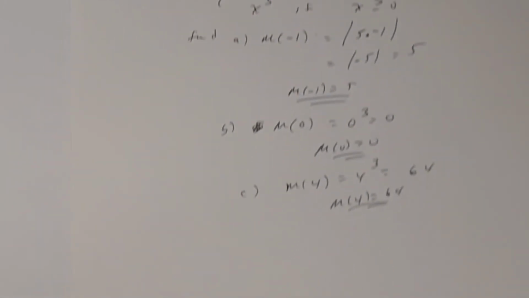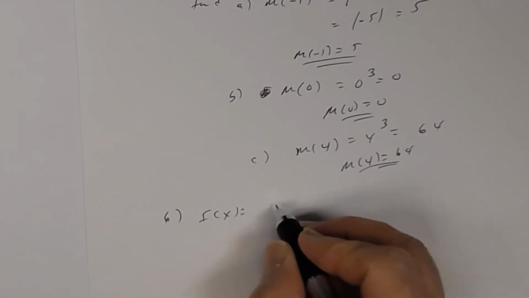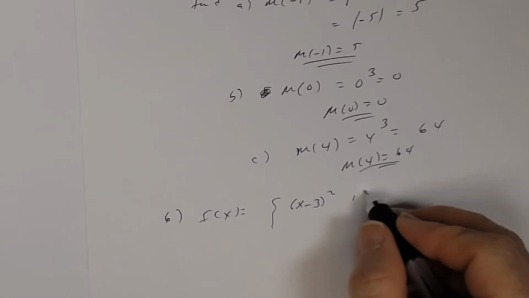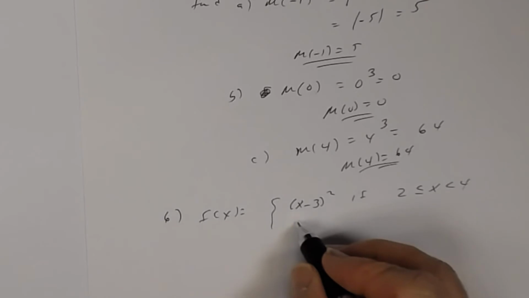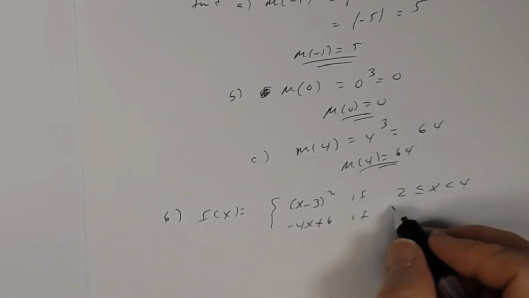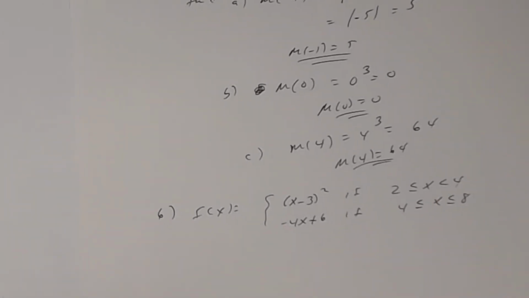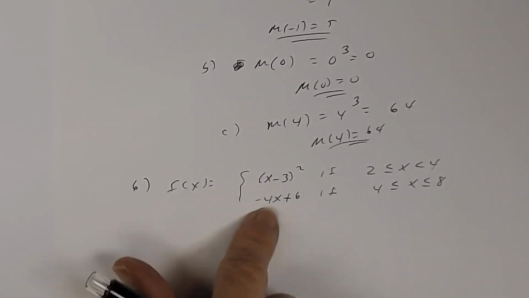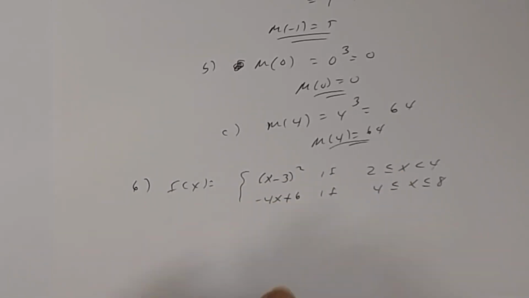Okay? All right, number 6. Suppose we had this: f of x is equal to (x minus 3) squared if 2 is less than or equal to x is less than 4, and negative 4x plus 6 if 4 is less than or equal to x is less than or equal to 8. All right, so your function f is made up of these two parts, and this part has this domain and this part has this domain.